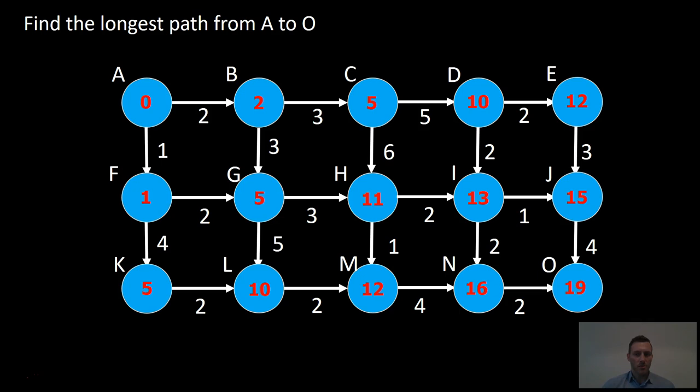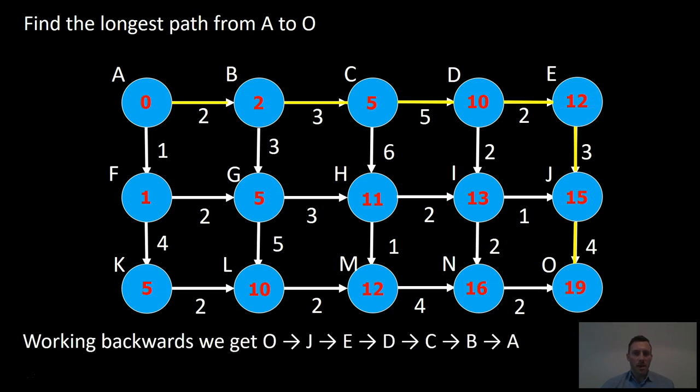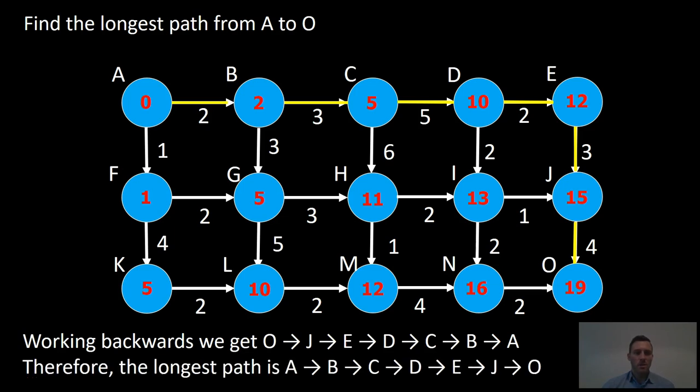Now we need to backtrack through the nodes to establish the longest path. To get to 19, we had to add 4. So we go back to 15, or node J. Then we take 3 from 15 and we get 12. And we continue this process until we get back to the starting node. Working backwards, we got O, J, E, D, C, B, A. Therefore, the longest path is A, B, C, D, E, J, O in this network.